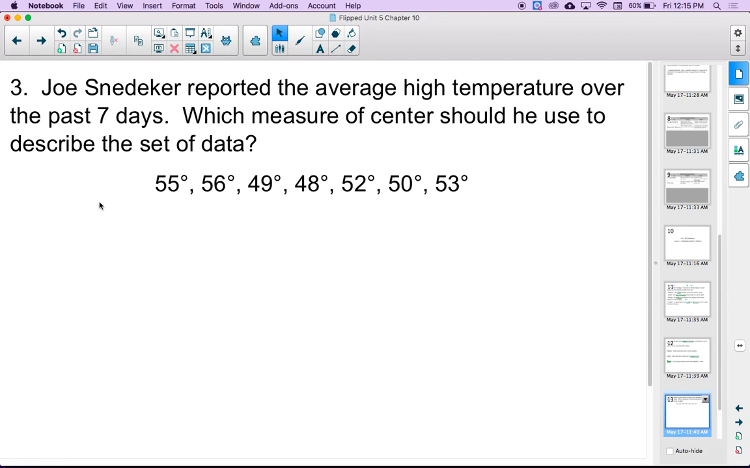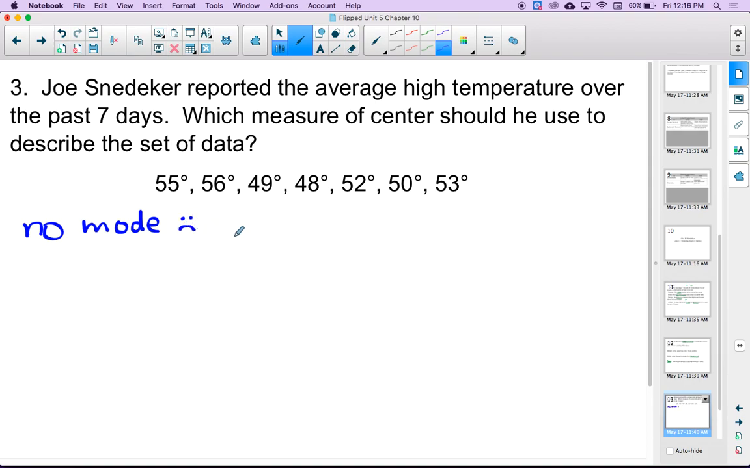Well, Joe Snedeker wants to use one number to describe this whole set. So remember, our 3 big measures of center that we could use are the mean, the median, and the mode. So let's start with the mode. We have 55, 56, 49, 48, 52, 50, and 53. None of those numbers repeat, so we are going to say there is no mode. In addition to that, we know that the mode is typically saved for category data only, so we're not going to use the mode to describe this set of data.